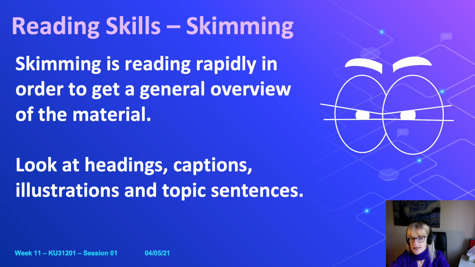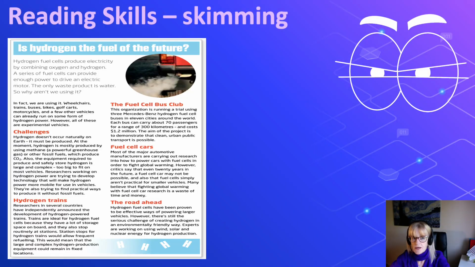You can look at the headings, the captions, the illustrations, and the topic sentences. The first sentence of the paragraph will tell you what the paragraph is about. Captions are the words in a box underneath pictures, illustrations, photographs, graphs. You can get information from them too. So when you're skimming, you're only reading small parts of the text so you can get an idea of what it is about.